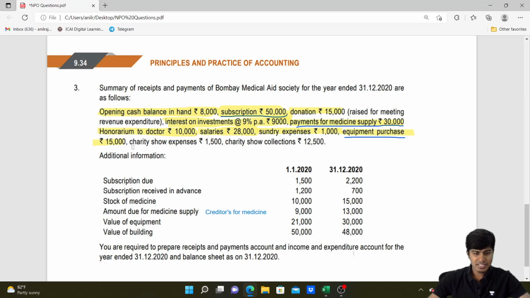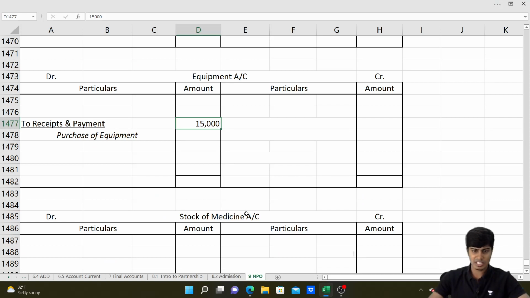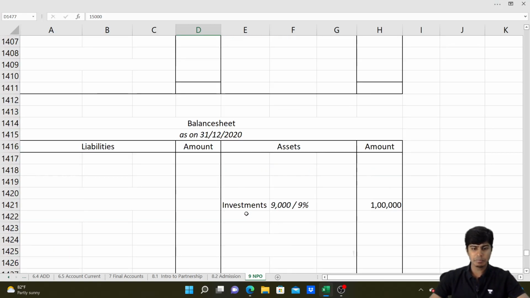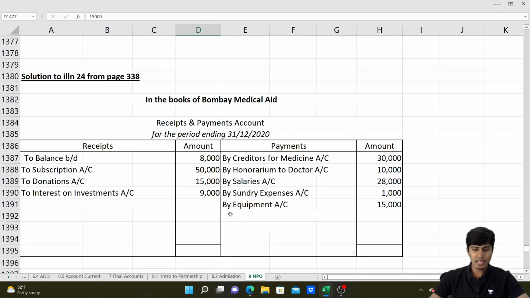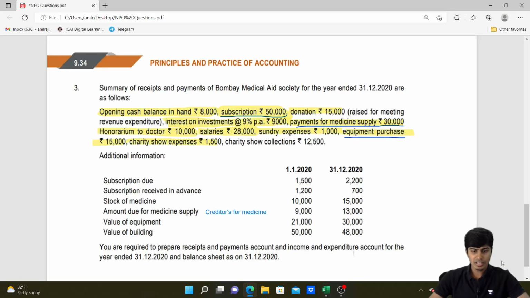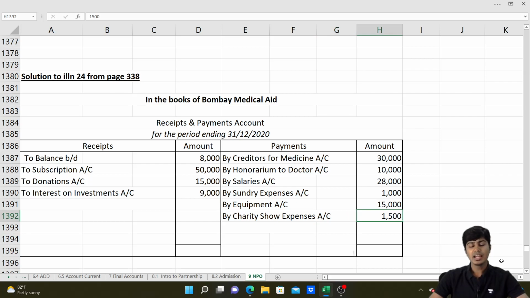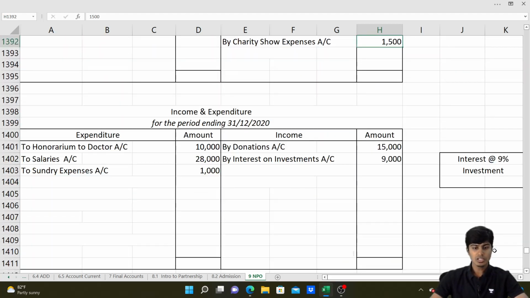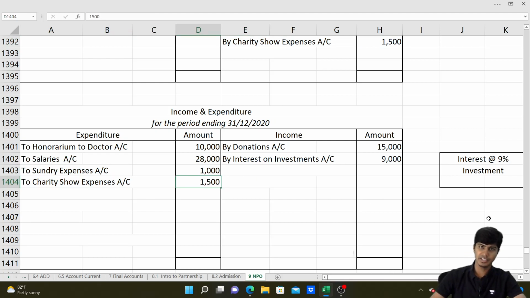Then we have charity show expenses 1,500, which I'll write as payment as well as expense. So in my receipts and payment account, I'll write on the payment side charity show expense. How much is this? 1,500, and this 1,500 of charity show expenses will now be written in income and expenditure as expense. So in the income and expenditure as expense, I will write to charity show expenses 1,500.